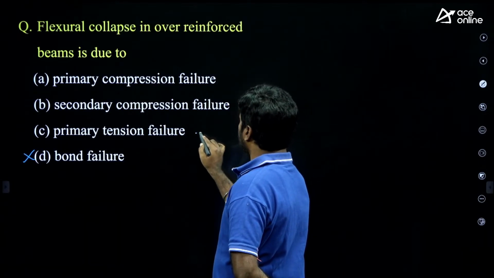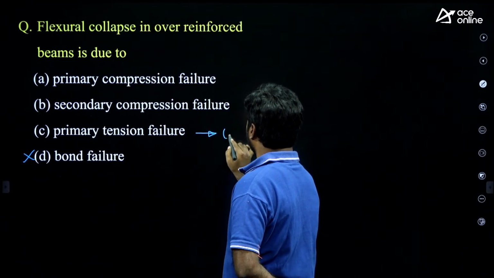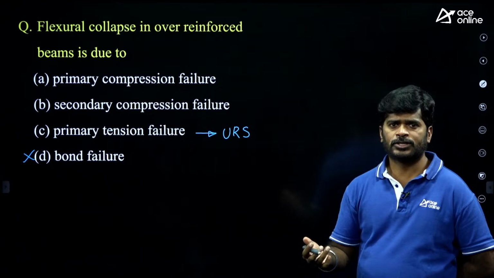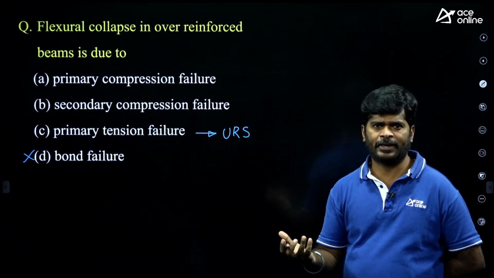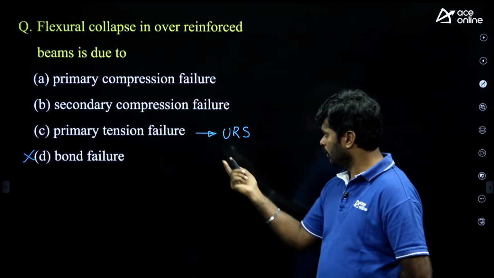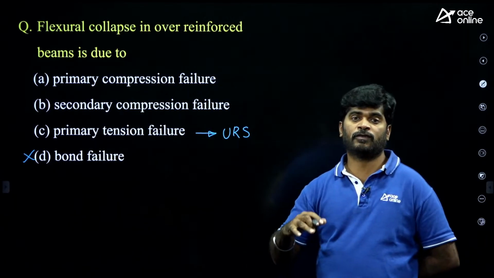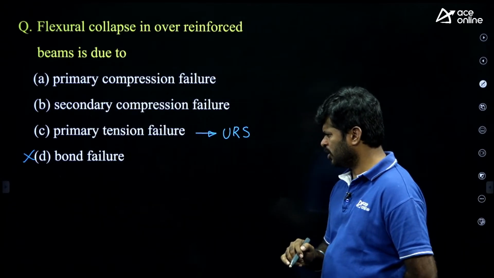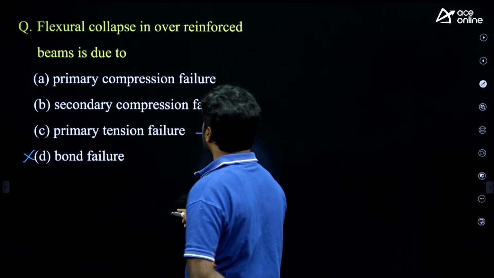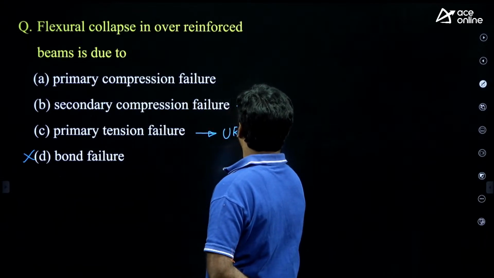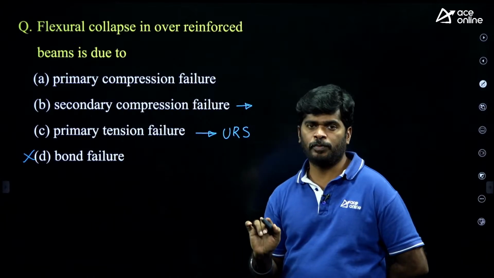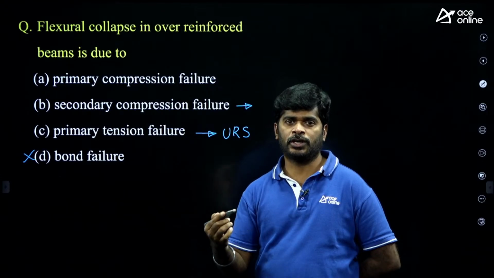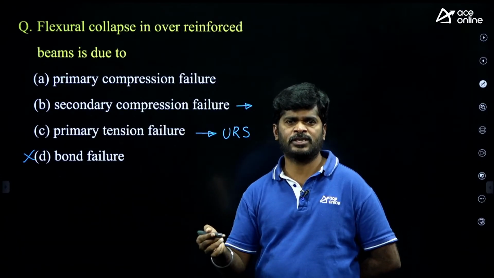Primary tension failure you can expect in an under reinforced section. Steel fails first in an under reinforced section under tension, so it is a tension failure. Because of the bending moment, failure occurs in steel. That is a primary tension failure. Next one, secondary compression failure. It is not due to bending moment. It is due to secondary effects like shrinkage, creep, temperature variations, etc.